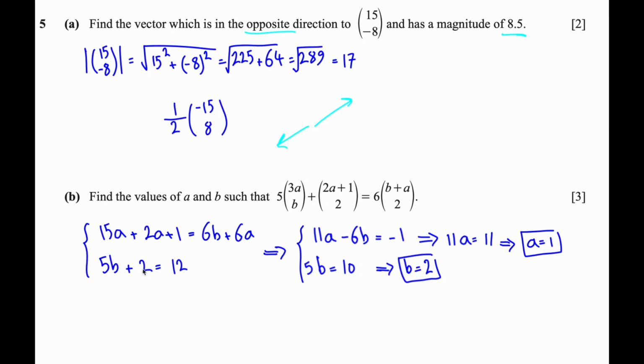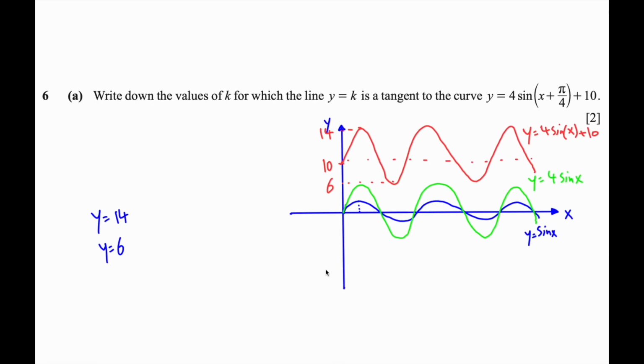For the second one, 2 goes to the other side, so you get 10 on the right hand side, 5b on the left hand side, which leads to the value of b to be 2. You go back to the first one, substitute b with 2, and you get 11a to be 11, which means a has to be 1. Question number 6, part A.